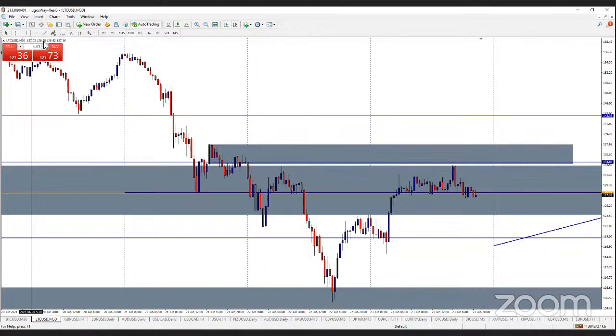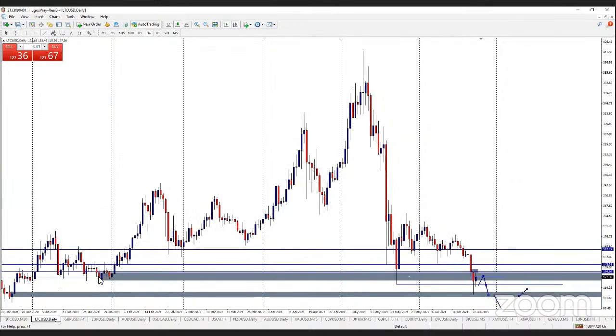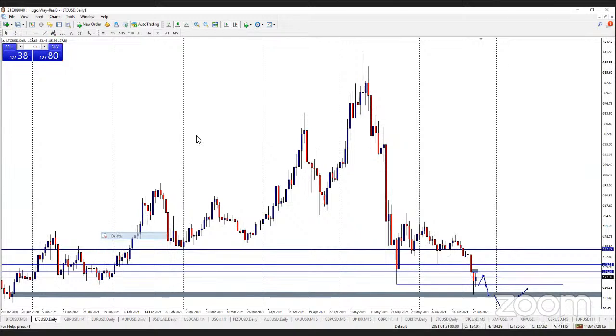Now, on Litecoin, it looks a little bit different. I'm going to take off this D1 area here just to make sure that I can assess the price a bit better, just to make sure we're on the right page here.